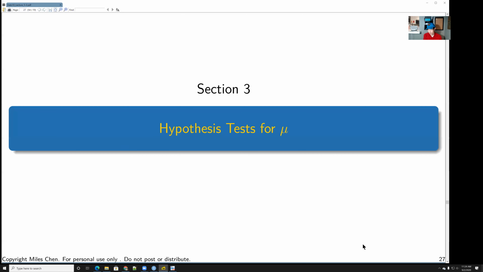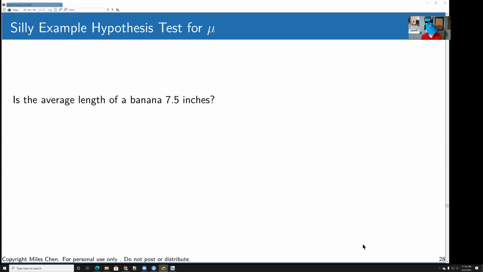All right, and so now we'll talk about a hypothesis test. I'm gonna work through this kind of quickly, but I hope it feels okay. So here's just a silly example. We're gonna ask the question, is the average length of a banana 7.5 inches? I don't know, I just bought some bananas the other day. If you measure how long the banana is, I don't know, okay.